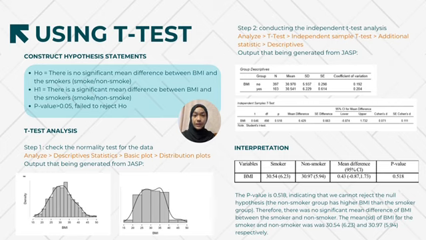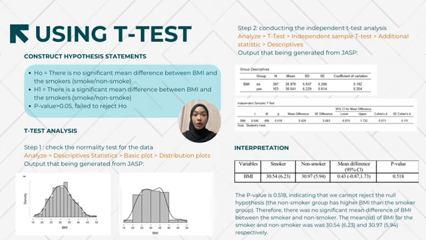The null hypothesis assumes that there is no significant difference in BMI between smokers and non-smokers. The alternative hypothesis suggests there is a significant difference. So we use a 0.05 significance level to test this.